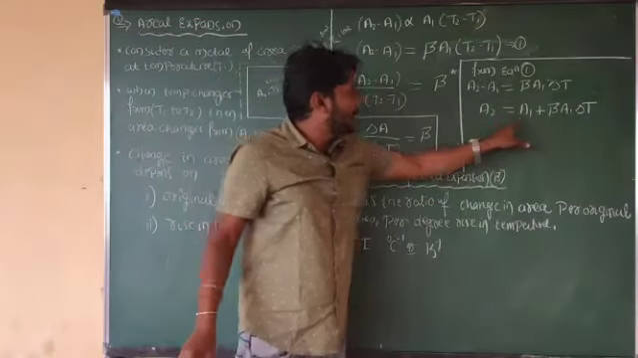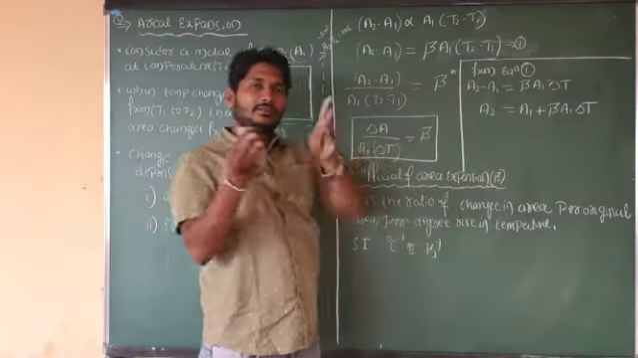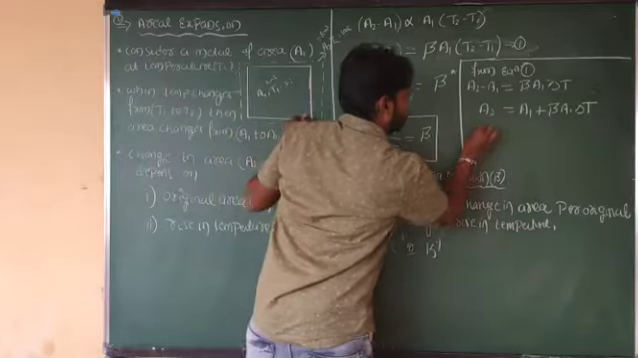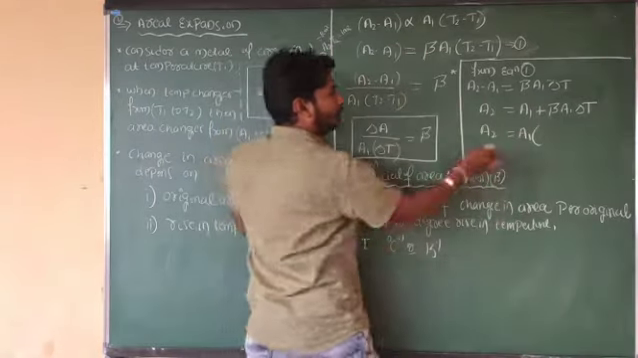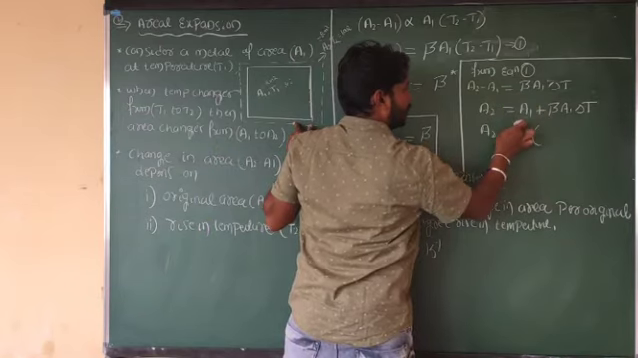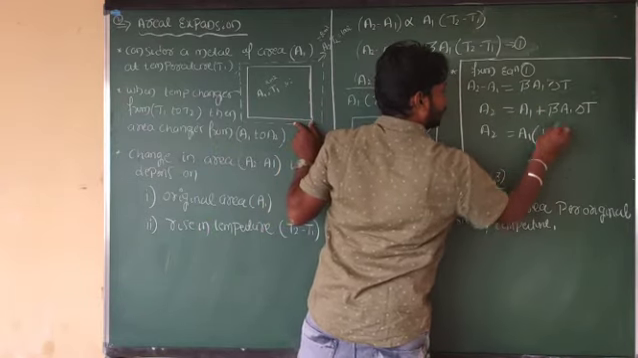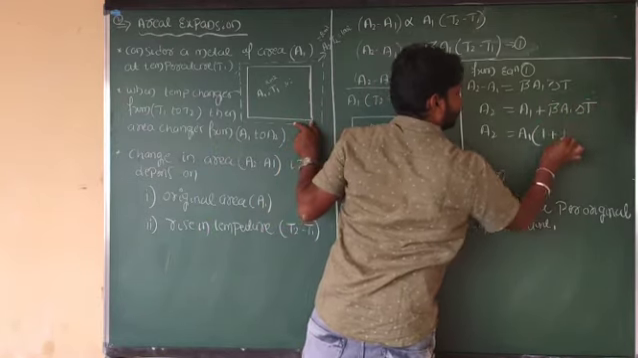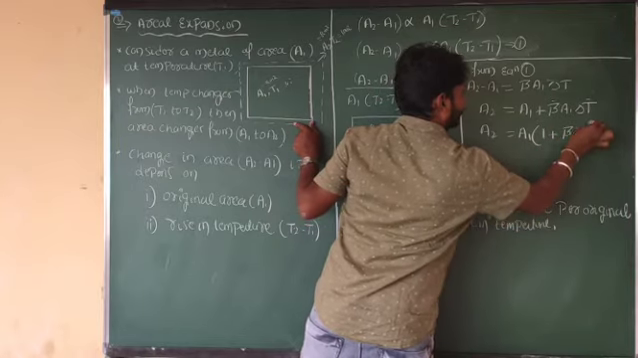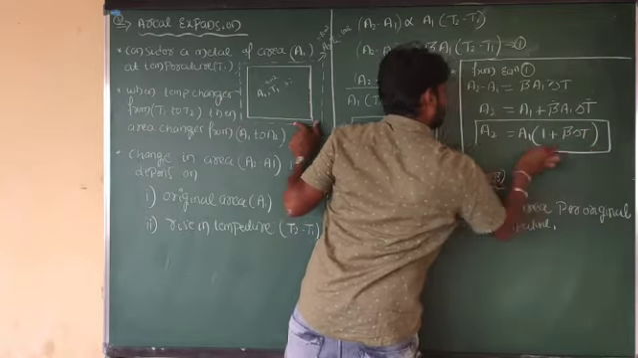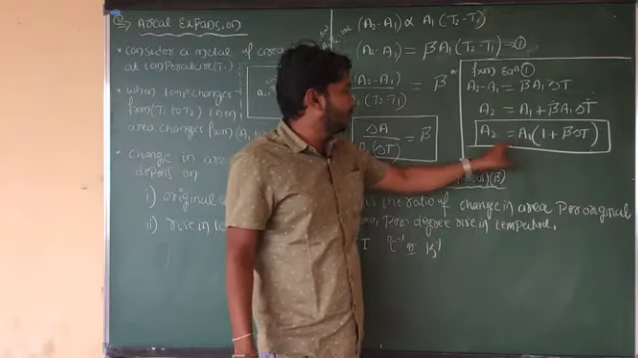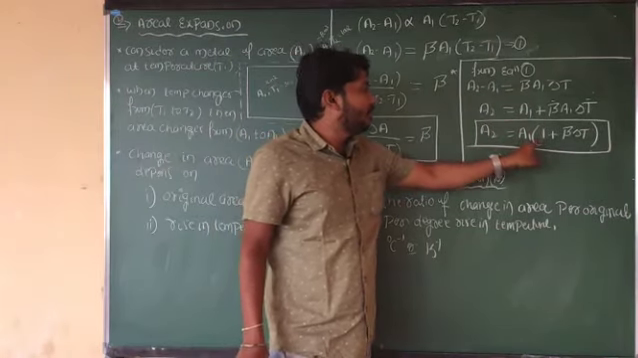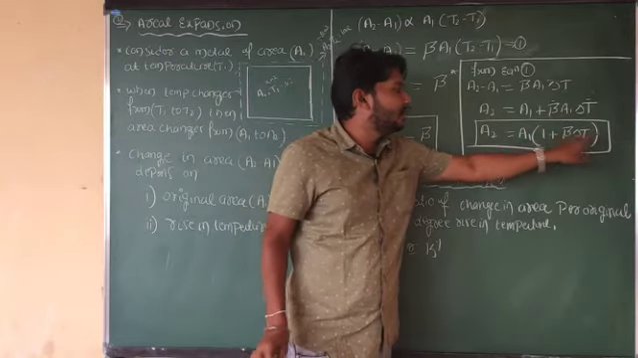Look here, A1 term is there here also and here also. So I will take it out. A2 is equal to A1 taken common. Taking A1 common, what term remains here? The term 1 remains. And here, beta into delta T remains. So this is the required equation for the final area: A2 is equal to A1 into 1 plus beta into delta T.